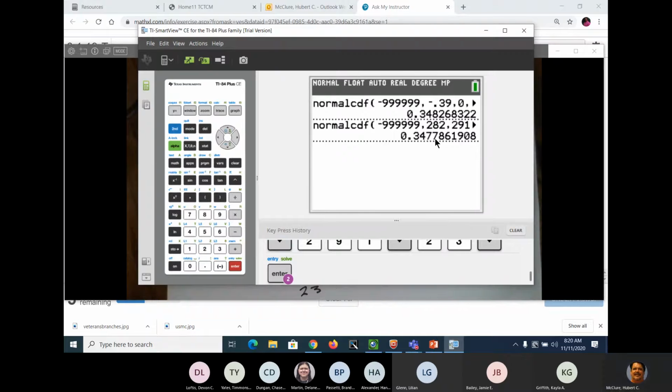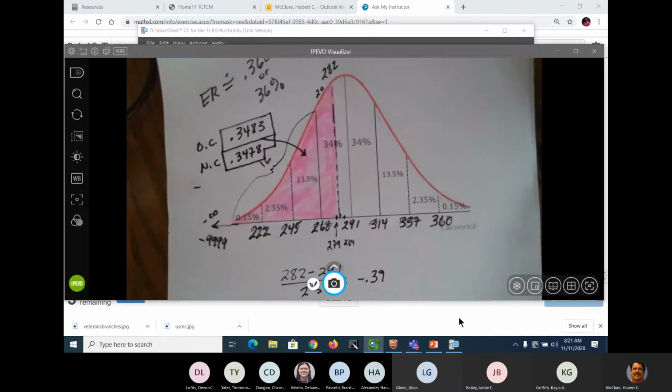0.3478. So it's a little bit more accurate. 0.3478. And luckily, this is the old calculator. This is the new calculator. And luckily, your answers will be adjusted, and I'll show you how. They usually put a tolerance in there for the calculators.